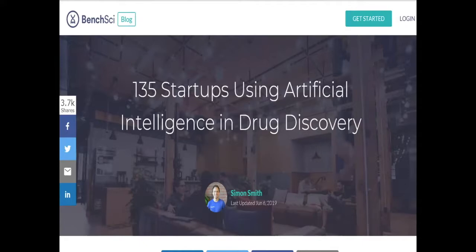This is the data here. This is something from a tweet by Sam Smith: as of June 6, 2019, there were 135 startups on AI-based drug discovery. You can see what is going on, particularly after DeepMind's AlphaFold won the protein folding competition.